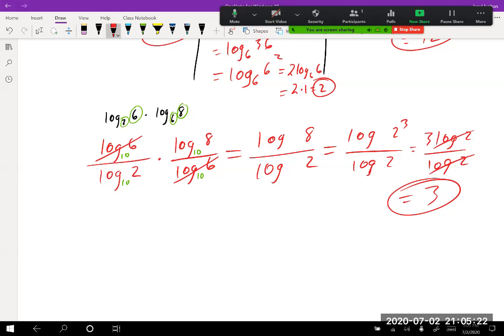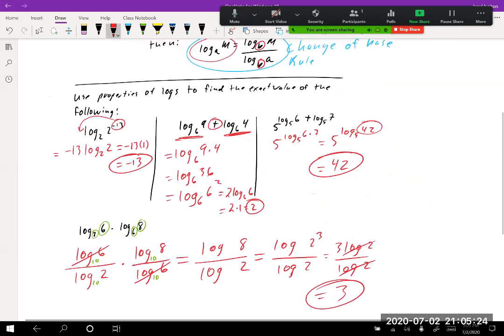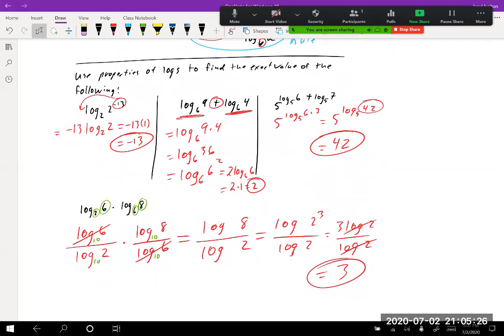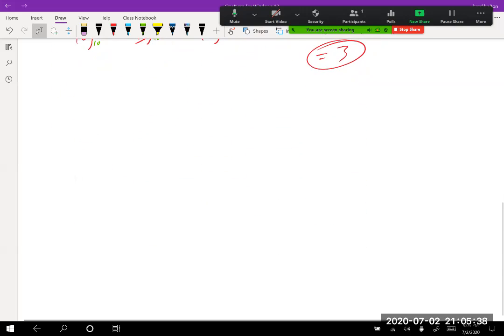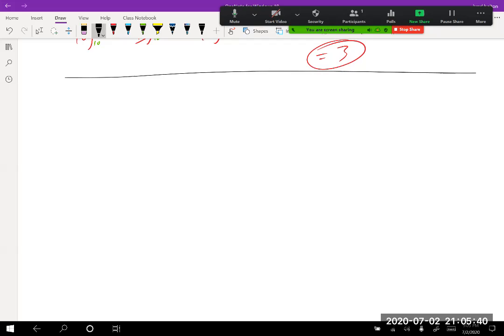So this is how we can use properties of logs to simplify our work, make things a lot nicer. And this is something you have to get really good at. This comes up in Calc 1, Calc 2 all the time, manipulating logarithms, manipulating exponents. It's a skill set you really want to develop to move forward. Okay, let's see what else I got in here.